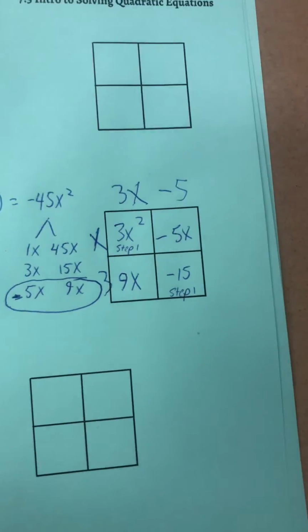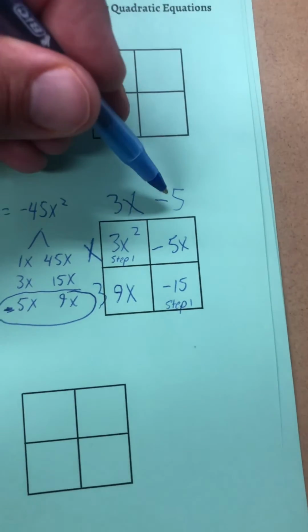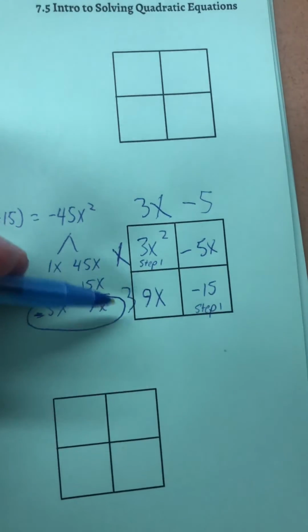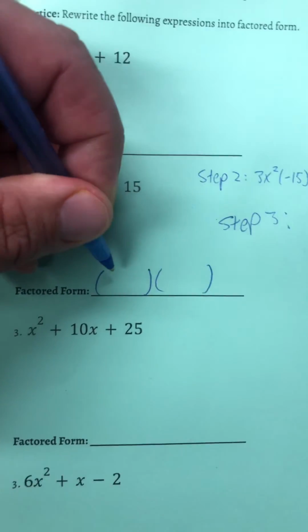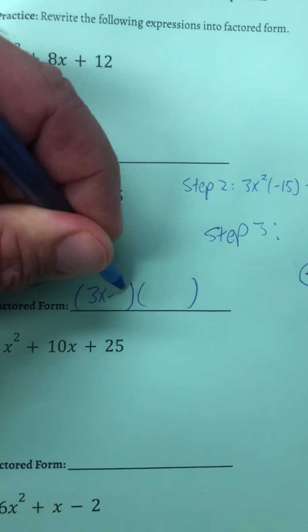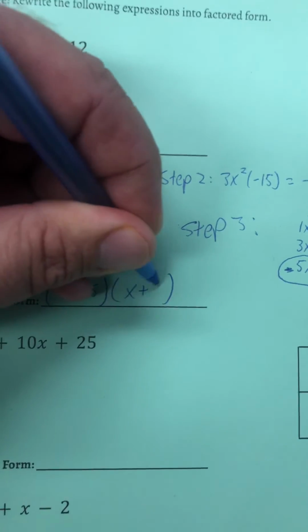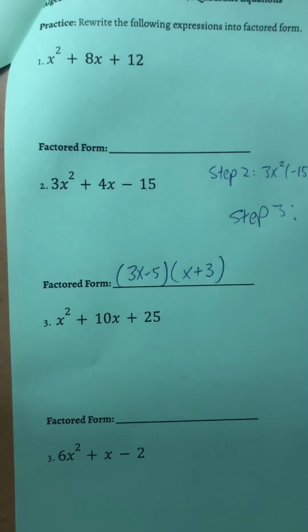So we're actually ready for our final answer. We're going to have 3x minus 5 in one parentheses and x plus 3 in the other. So we can write that in. And that's our final answer in factored form.